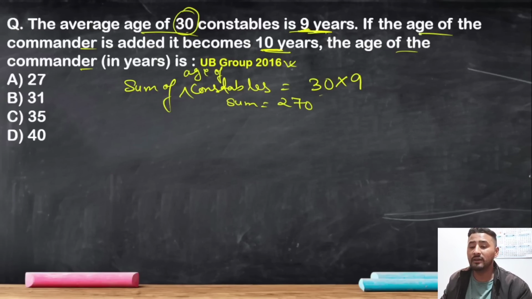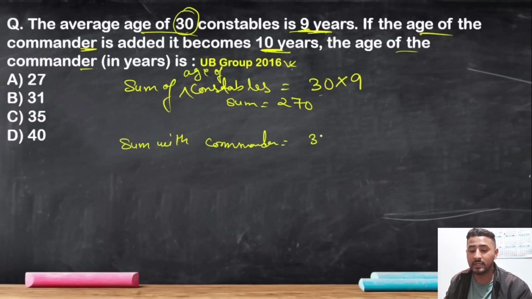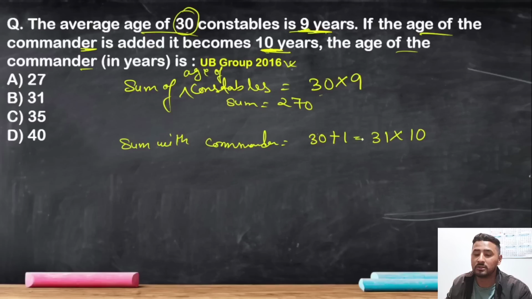Clear? Now, if the age of the commander is added, it becomes 10 years. Now the total number is with the commander, okay? Before they were 30, now plus 1 commander. 30 constables plus 1, the total number will be 31, right? And the average age is 10 years, so you should multiply by 10. So the sum with commander, okay?